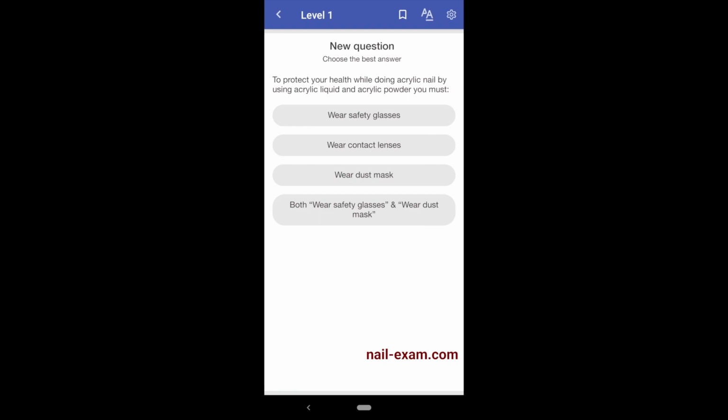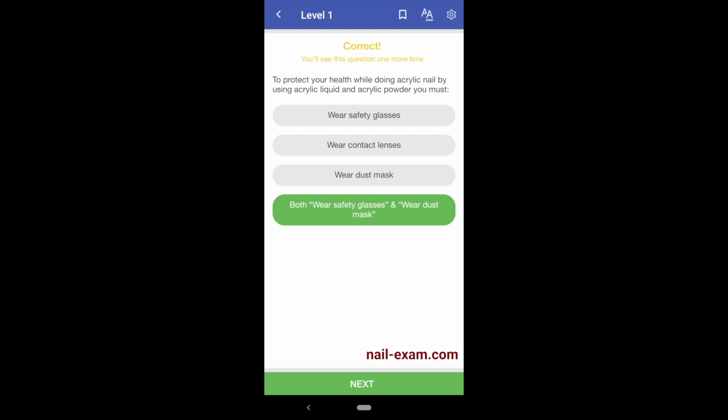To protect your health while doing acrylic nails, by using acrylic liquid and acrylic powder, you must. Answers: A. Wear safety glasses. B. Wear contact lenses. C. Wear a dust mask. D. Both wear safety glasses and wear a dust mask. The answer is D.